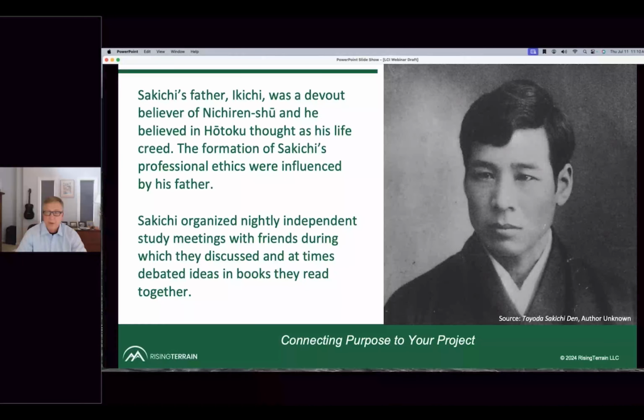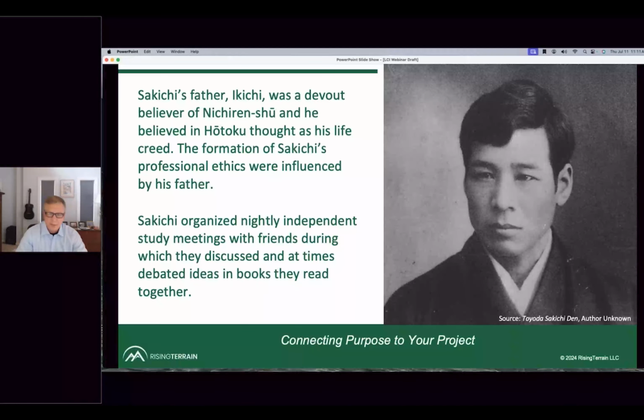And again, from that Hotoku thought process, that was really a life creed for Tsukichi's father. And so, Tsukichi was drawing on that for his formation of some of his ideas as a young person in a society that was going through a fairly tremendous change, right? From a very closed society where Tsukichi's ancestors were in this agrarian population and very closed in terms of social, being able to climb socially.